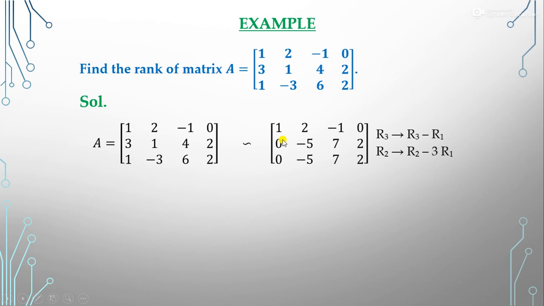So our first motive to convert into the echelon form is that we have to make these elements 0. So we can apply these operations and make 0 here. After that we have to make this become 0. So how can we make this become 0? We can also see here that R2 and R3 are the same. So when we subtract both these rows, we will get a row of zeros.